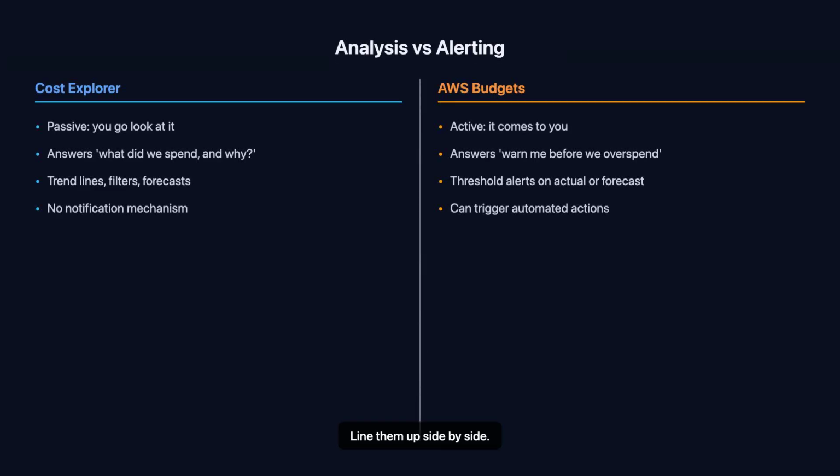Line them up side by side. Cost Explorer is passive. You open it, and it answers what did we spend and why through trend lines, filters, and forecasts. Critically, it has no notification mechanism at all. Amazon Web Services Budgets is active. It comes to you answering "warn me before we overspend," with threshold alerts on actual or forecasted amounts, and it can even trigger automated actions. Both deal in money and forecasts, which is exactly why they get confused. Only one of them sends you a notification.